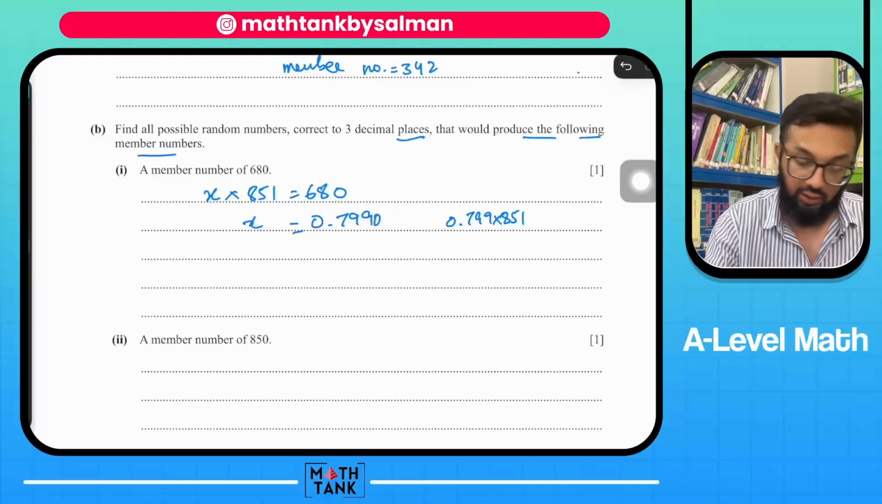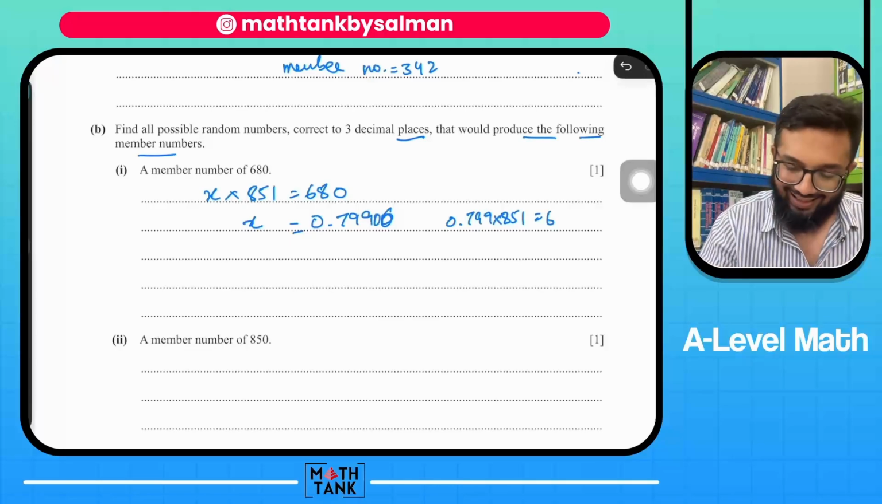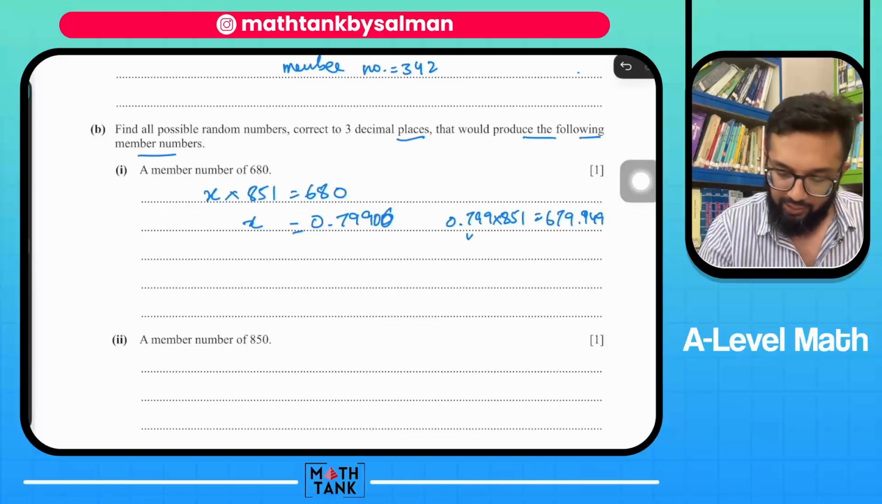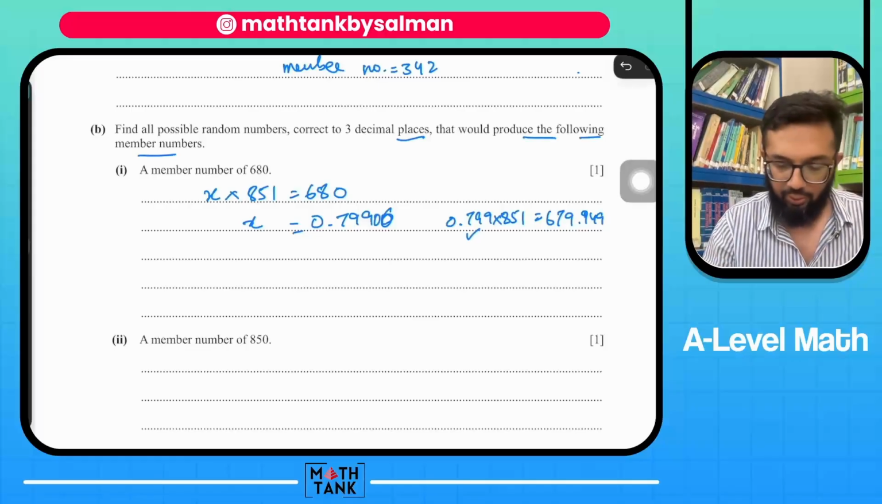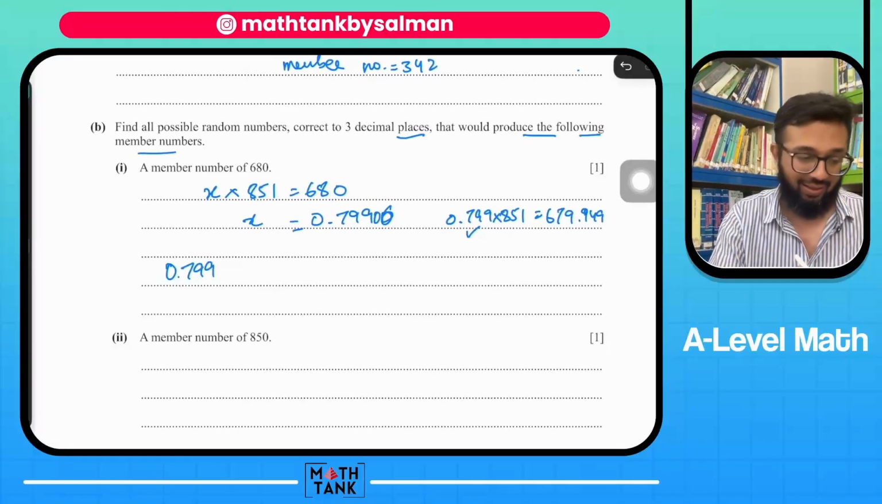Okay, so 0.799 multiplied by 851 gives me 679.949. Okay, so 0.799 sounds correct. It's going to round up and give me this. So my final answer should be 680. But can it be 0.798 as well? That's what I should check.